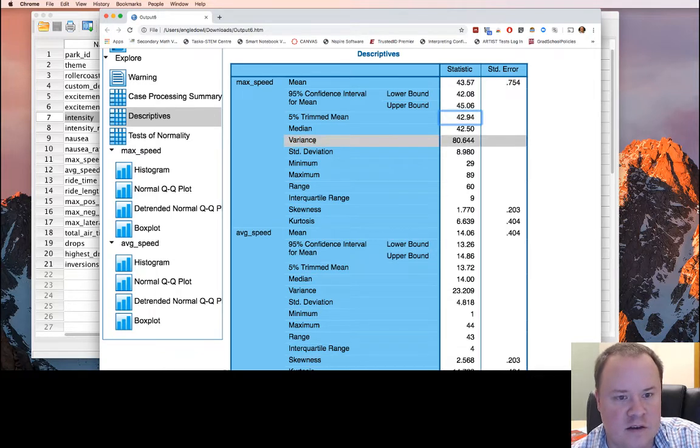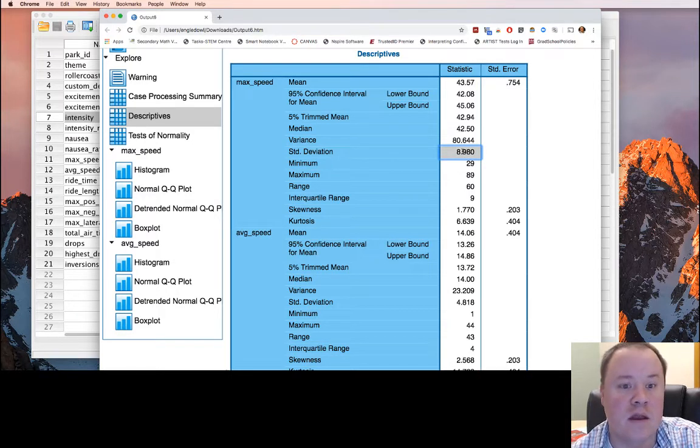The variance is just the square of the standard deviation. The standard deviation is much easier to understand. And notice when I select standard deviation, it selects the mean because the standard deviation is the average deviation from the mean. So on average, the max speeds deviate about 9 miles per hour from the mean.